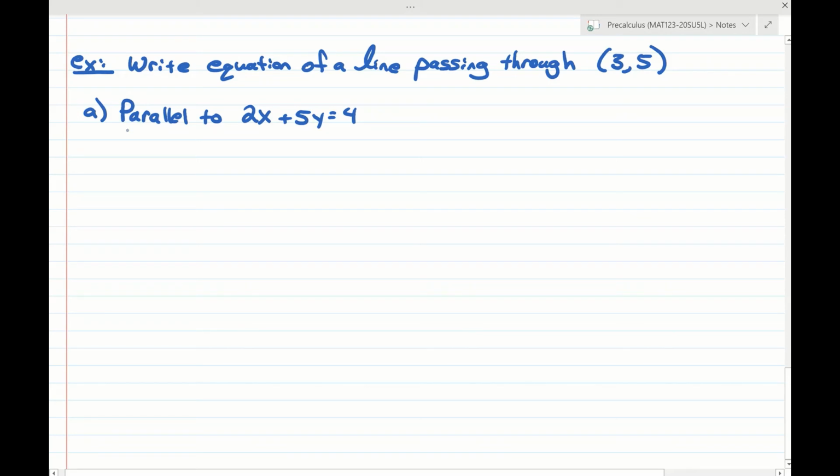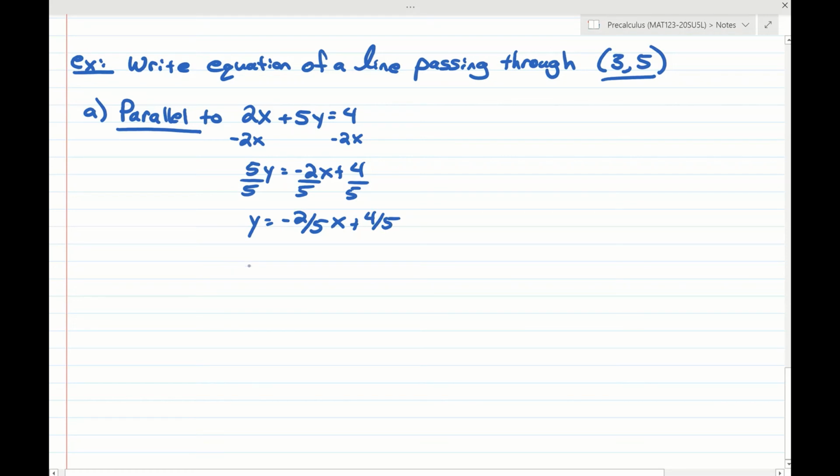So we'll do it one step at a time. If it's going to be parallel, we said that they have to have the same slope, right? We already have a point, we just need a slope. You could use the shortcut I taught you, negative a over b, or you could just rearrange this if you want. We get 5y is equal to negative 2x plus 4. We divide both sides by 5. We get y is equal to negative 2/5 x plus 4/5. So our slope would be negative 2/5.